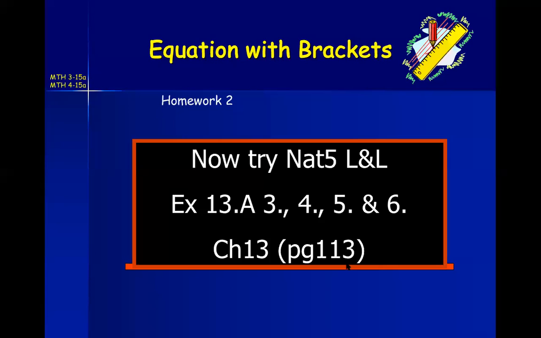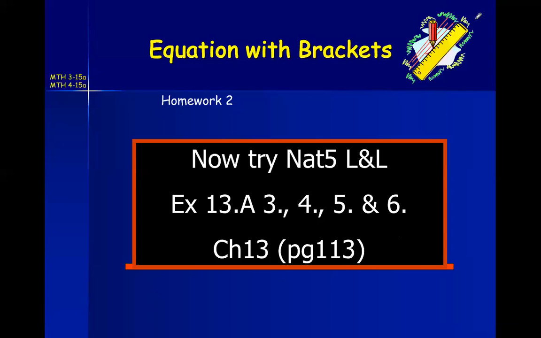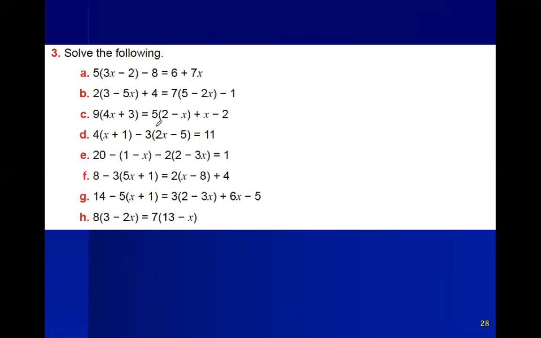So exercise 13A, 3, 4, 5, and 6, and it's page 113. Okay, so let's have a look. So the first one is a bit like what we've just been doing now. So you're going to be solving the following. So maybe we can do one in the middle together.